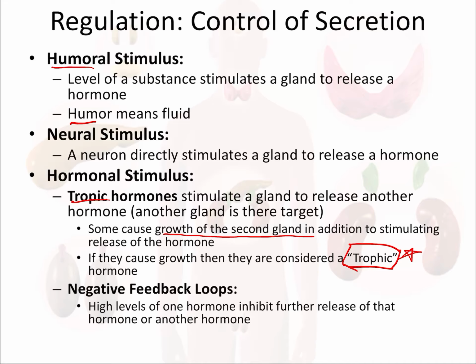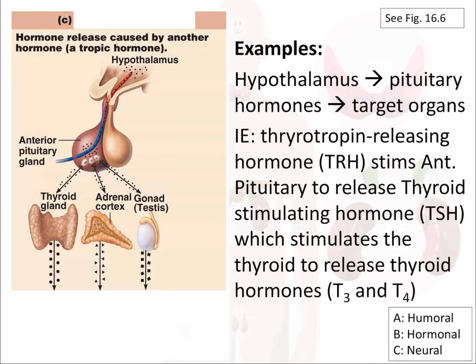So now negative feedback loops: high levels of one hormone inhibit further release of that hormone or another hormone. And we'll see some of those. So some examples: the hypothalamus to the pituitary hormones to target organs.